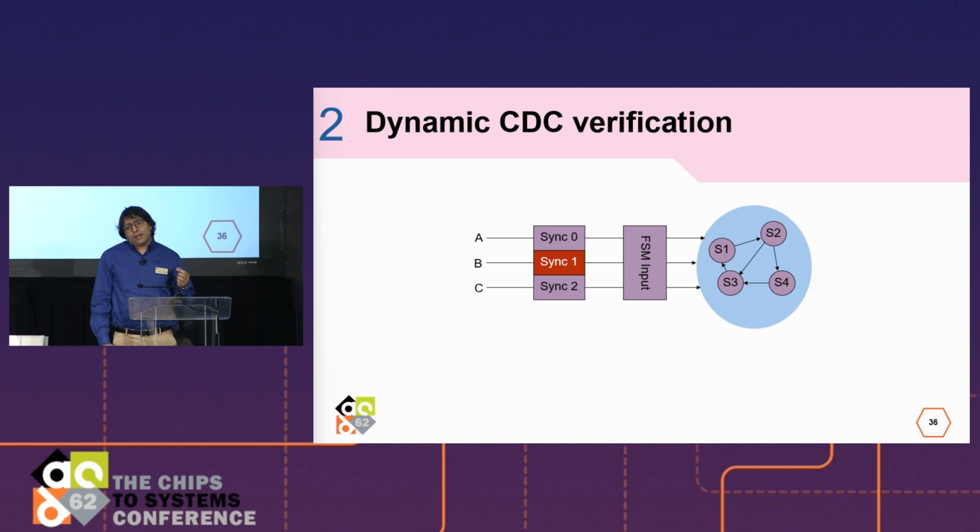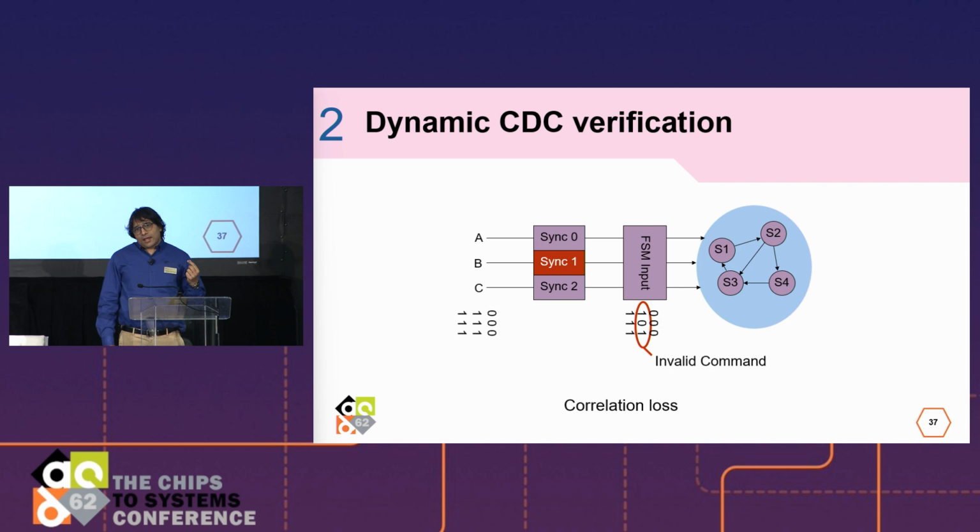The second aspect is dynamic CDC verification. Designers frequently add synchronizers to prevent metastability in their design. But these synchronizers can cause correlation loss at the fan-out when they converge.